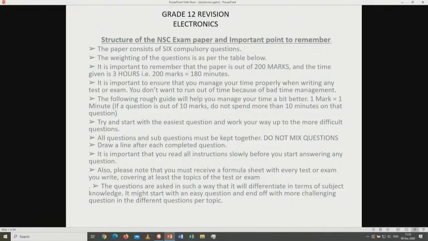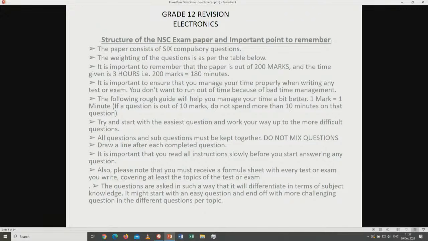Let us see the structure of the NCS examination paper. It says Grade 12 Revision Electronics. Structure of the NCS exam paper, an important point to remember: the paper consists of 6 compulsory questions, but in the case of Electronics, it will be 5 questions. The weight of the question paper is as per the table below. It is important to remember that this paper is out of 200 marks, and the time given is 3 hours. So 200 marks will be equal to 180 minutes.